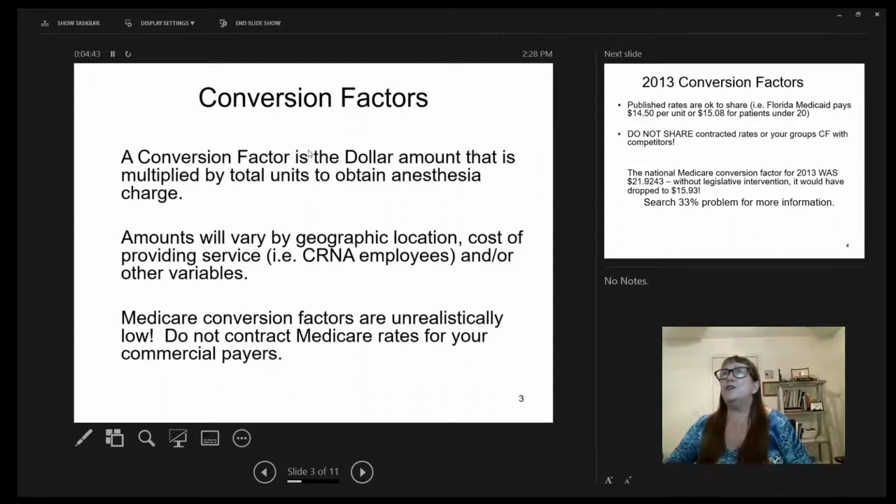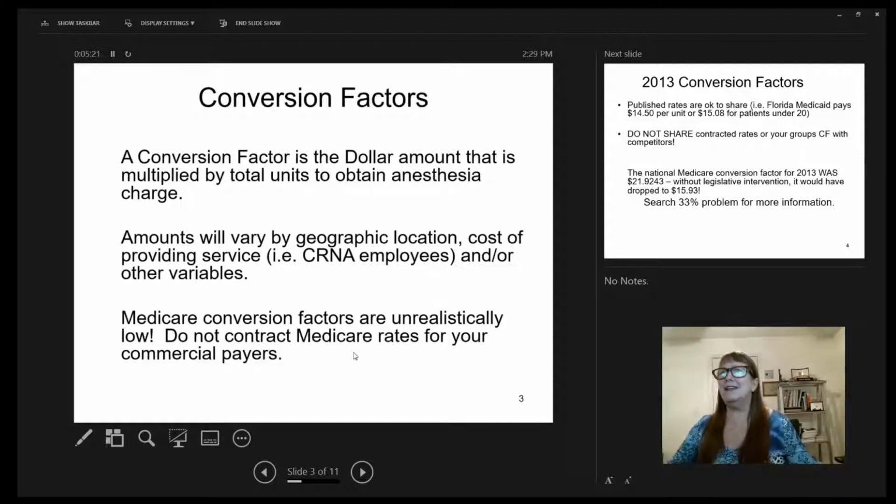One thing that is important to know about the conversion factors is that they will vary by your geographic location. I'm going to use Florida as an example because that's where I'm from. Another thing that practices take into consideration are whether or not it's an all-MD practice or whether it's a practice that has CRNA or anesthesia assistant employees, because there are associated costs with those additional employees. And then geographically, of course, it costs more to live in New York or Miami than it does to live in and around Lake County, Florida.